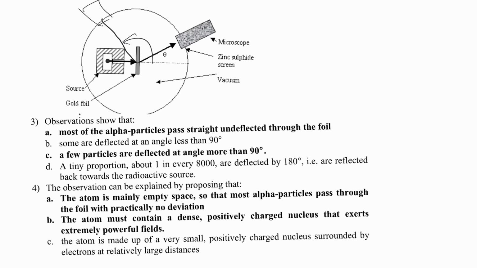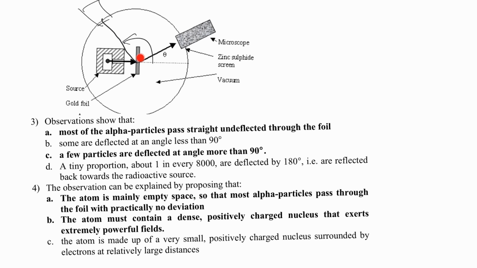So if you were Rutherford, what would you conclude? There must be some conclusion to this observation. If most of them can just pass straight through undeflected through the gold foil, what would your conclusion be? That the atoms must be mainly empty space. Correct or not? So then it just passes through. That's the first conclusion: the atom is mainly empty space, so that the alpha particles pass straight through the foil with practically no deviation. Most of them, most of it.